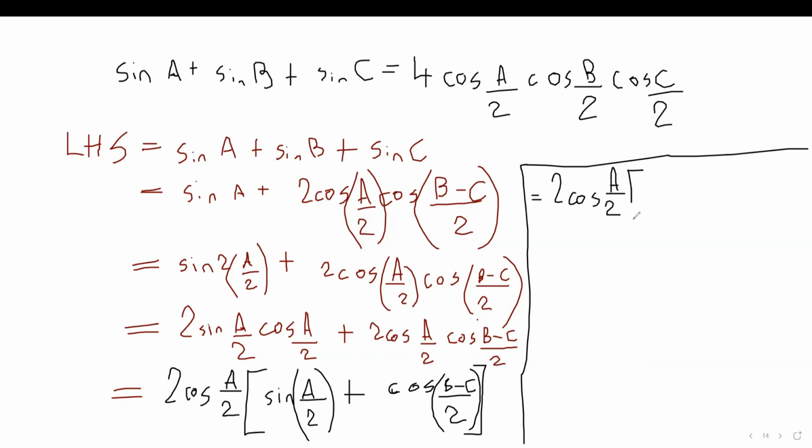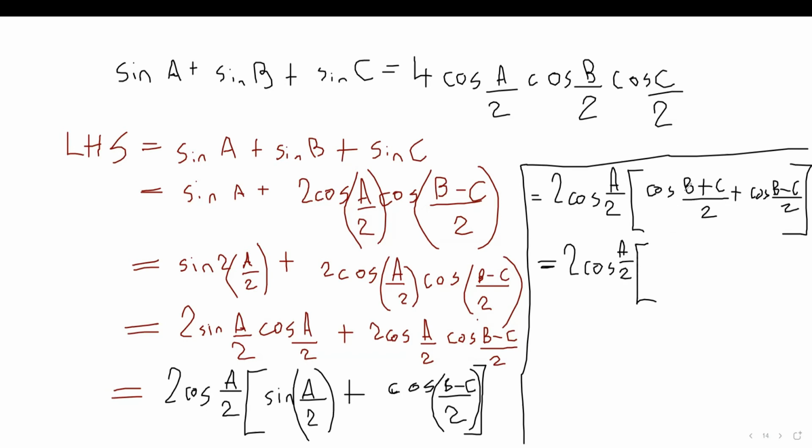And then inside the bracket now, the sine of a over 2 becomes the cos of b plus c over 2. And then that is now being added to the cos of b minus c over 2. All right, so adding these two now, this is actually working out to be 2 times the cos of a over 2. And in the bracket here, we have 2 cos adding.